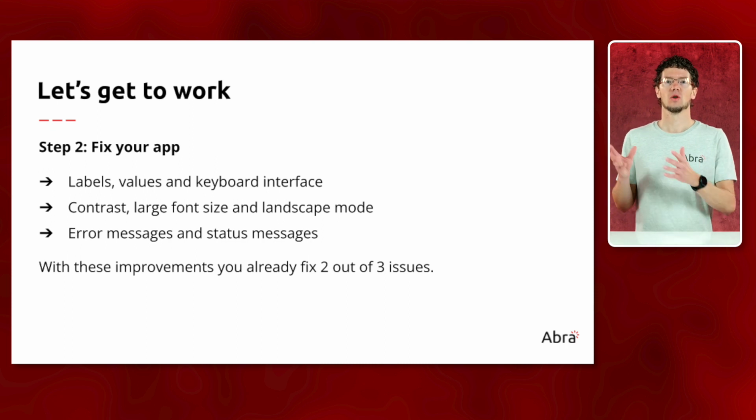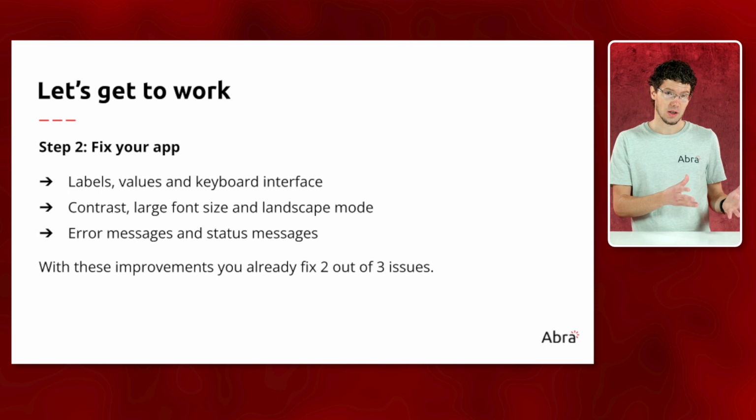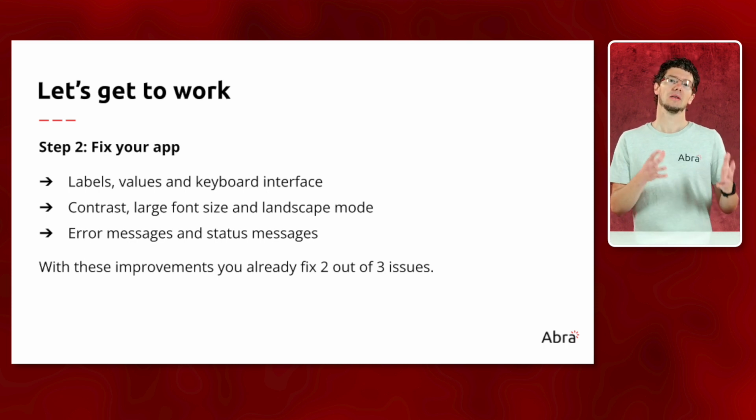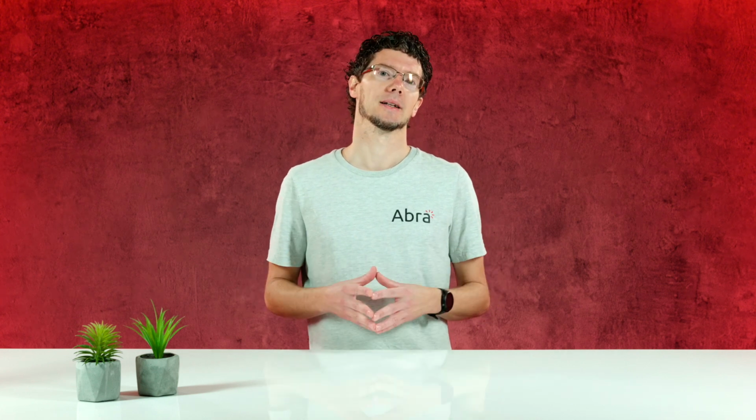After that, we focus on the things impacting a lot of users, like contrast, bigger font size in combination with landscape mode, and error messages and status messages. With these improvements, you already fixed 2 out of 3 issues. We discussed impairments, assistive technologies, legislation, and the complete guideline. This information can be used to start testing and improving your app quickly.